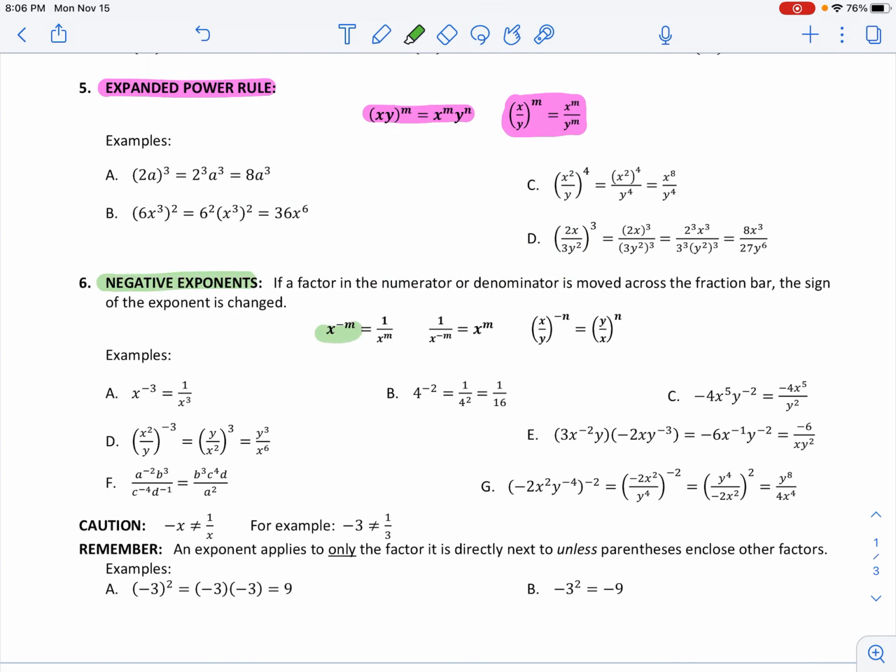Negative exponent rules is if you have a negative exponent in the top, it moves to the bottom of a fraction. If it's in the bottom, it moves back up to the top. If you have a fraction to a negative, that inverts the fraction and makes the exponent positive. Okay, so read through all the different examples that you see here.